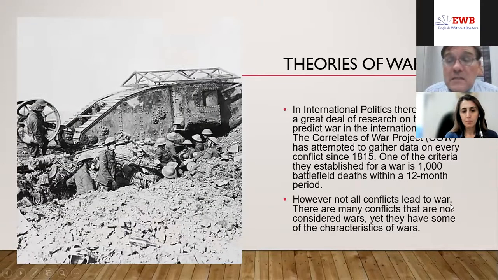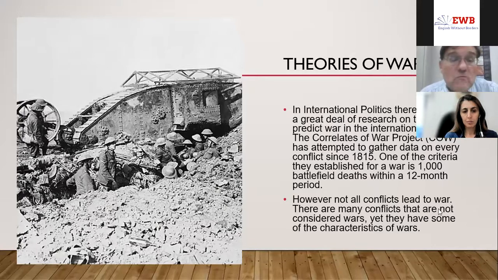One of the types of theories that I often deal with in my work and in my teaching, because I teach international relations, is theories of war and conflict. In international politics, there's been a great deal of research on trying to predict wars in the international system. Why is a war likely to break out in certain situations and not in others?